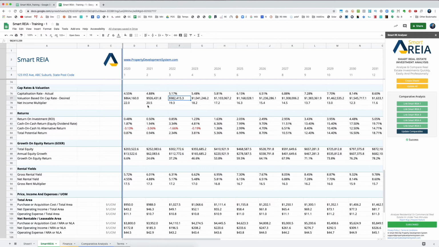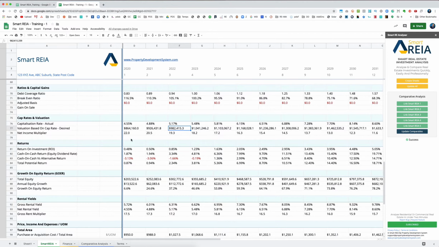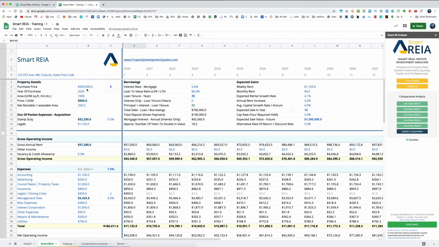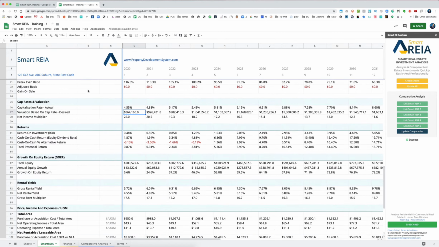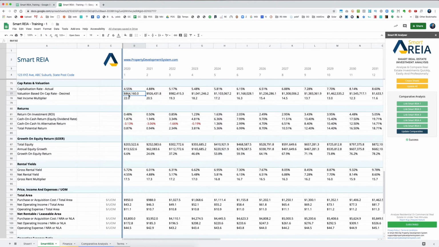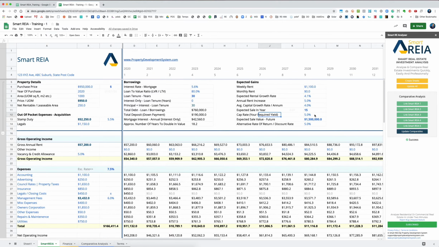But it can also be used from an investor's perspective, where when you are purchasing it and you want to make at least 4% or 5% on it, you have to make sure that you're not paying more than this value over here. So you'll see that the first year is actually lower, because you're paying 950,000 over here, whereas the property on that date is only 864,000 based on the kind of return that you want to make. So if you do want to make 5%, here's your opportunity.